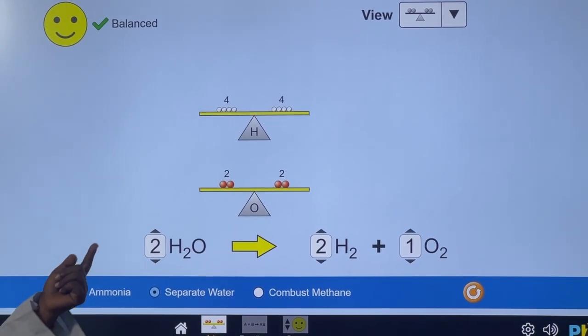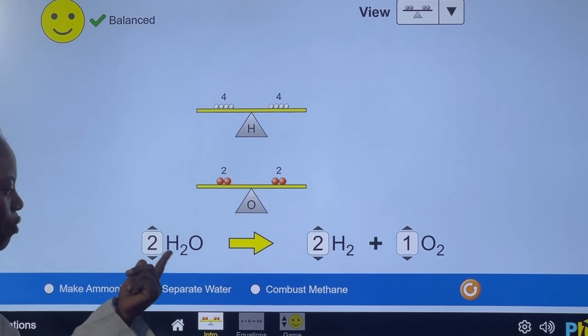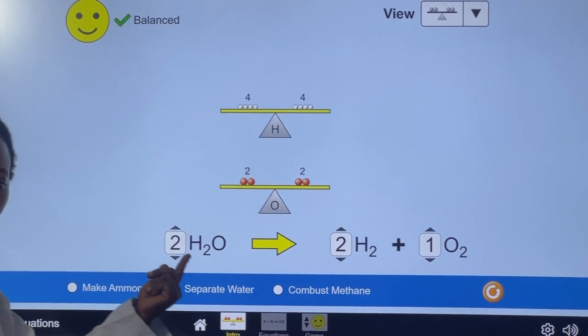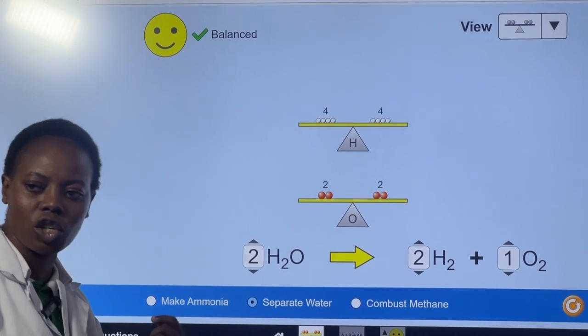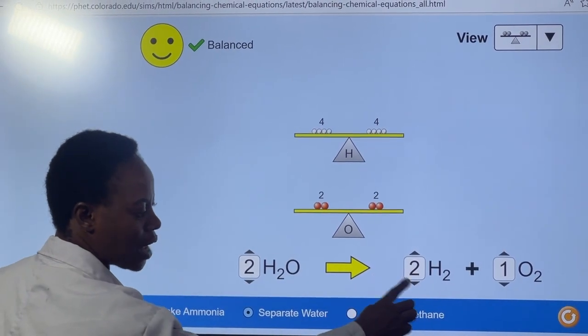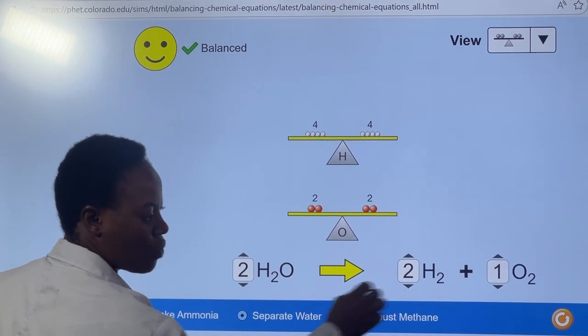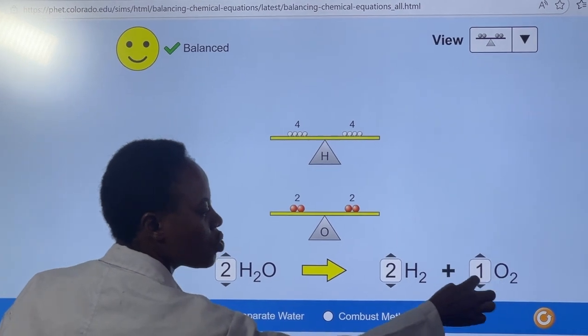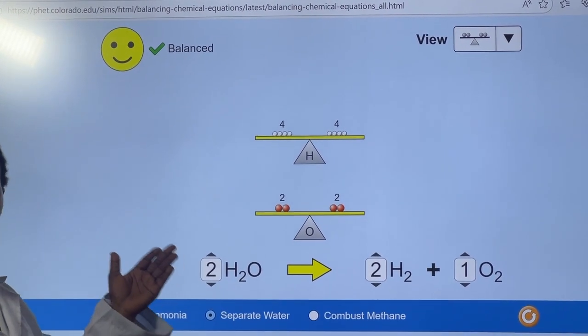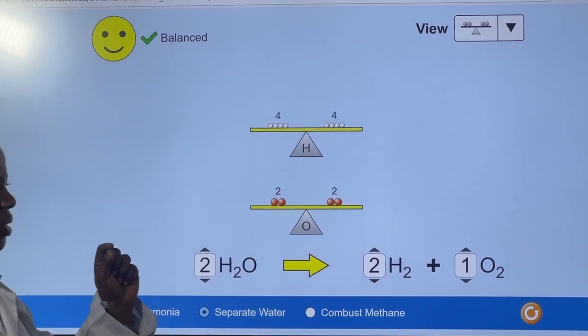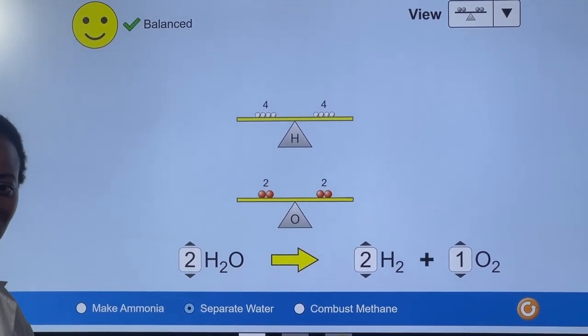So in total, on the reactant side, I have 4 atoms of hydrogen when you multiply, and I have 2 atoms of oxygen. Then I come to the product side, 4 atoms of hydrogen and 2 atoms of oxygen. And this shows that, of course, balancing of the equation has taken place.